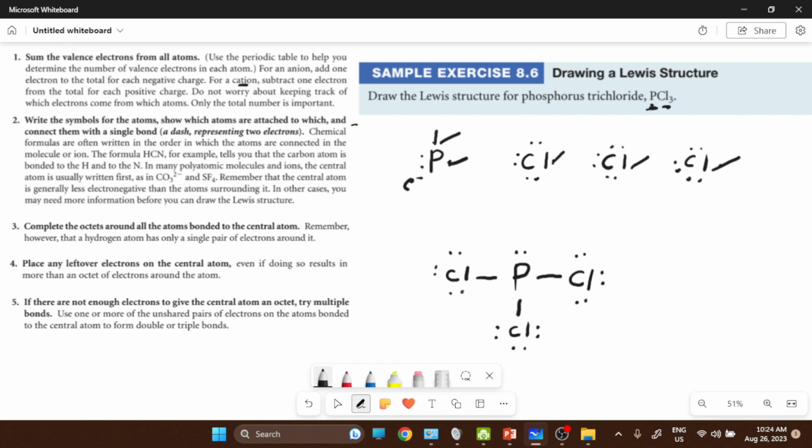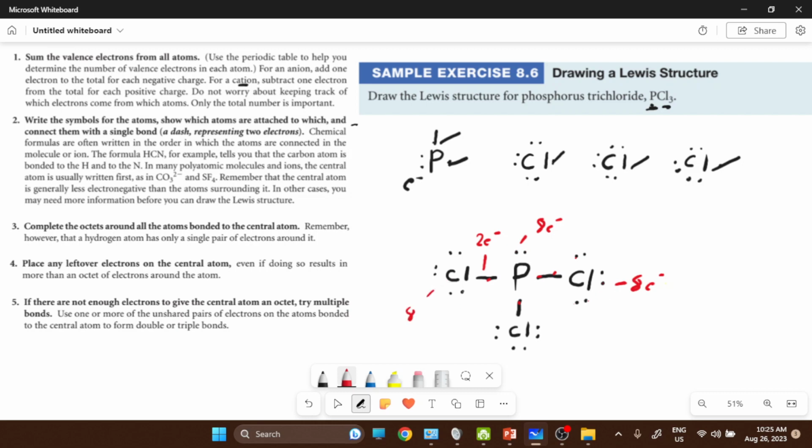Does it all obey the octet rule? Yes, because a bond represents 2 electrons, right? So, in the case of phosphorus, there are 2, 4, 6, and then a Lewis dot represents 1 electron. So, in the case of this phosphorus, it has 8 electrons. Therefore, it obeys the octet rule na. In the case of chlorine, so count tayo, 2, 3, 4, 5, 6, 7, 8. Also an octet.